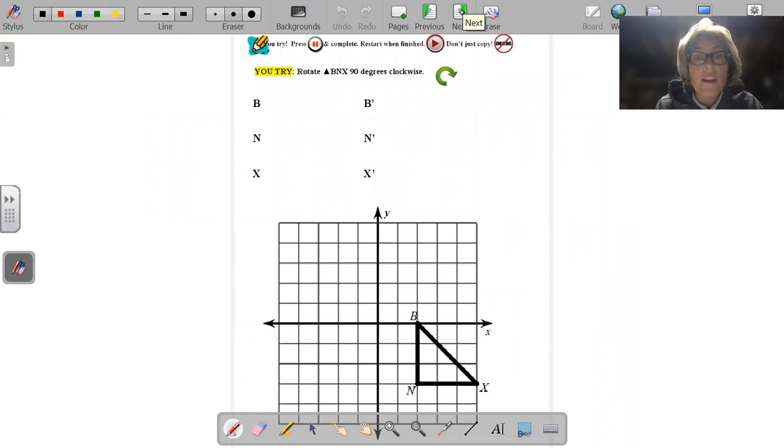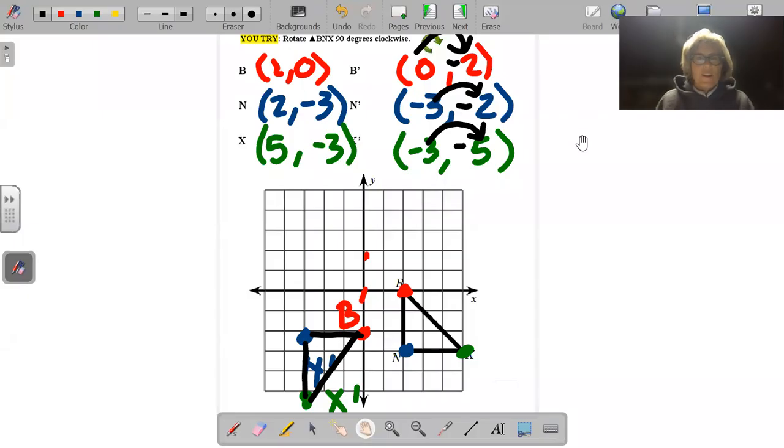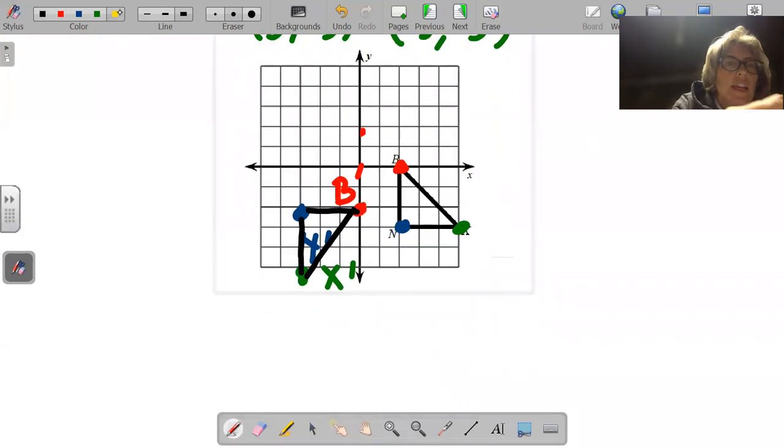You are going to do this one on your own. Pause the video. So taking a look here, here are your new coordinates, and here's how you check them. We're going to choose any 2 of them. I'm going to choose the N and N prime. Taking a look here, origin to N, draw a line. Origin to N prime, draw a line. Yes, that's 90 degrees. And yes, the direction we went was clockwise.